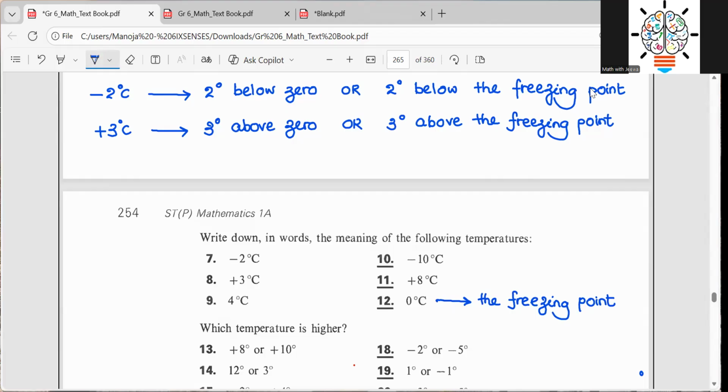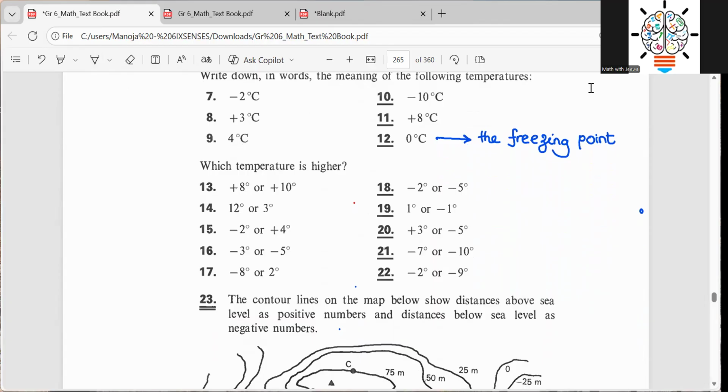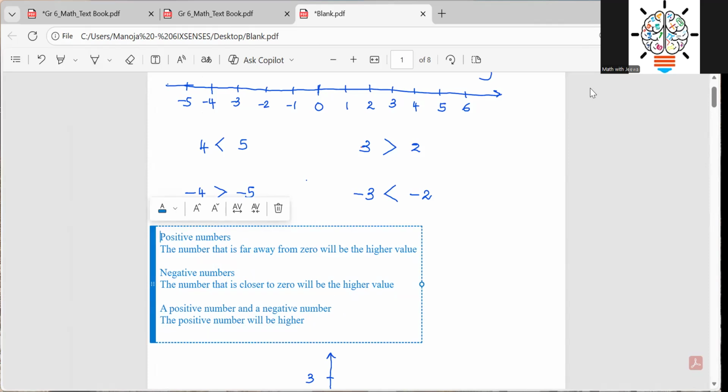Then what we want to do, children, is question number 13 onwards. You want to compare and tell me which is higher. Now I gave you the theory. Can you remember the theory? When you compare two numbers, what did I ask you to do? Here I wrote and gave you a nice definition. If you have two positive numbers, whichever number is far away from 0 will be the higher value. If you are comparing two negative numbers, whichever number is closer to 0 will be the higher value. If you are comparing a positive number and a negative number, always the positive number will be the higher value, right?